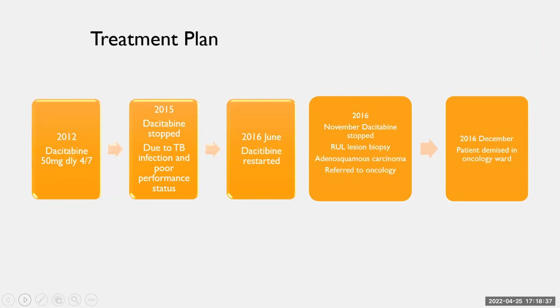So with this treatment plan, he initially started treatment in 2012 with decitabine at 50 milligrams daily for 4 to 7 days. In 2015, it was stopped due to the TB and also the fact that he had a poor performance status. In 2016, it was restarted right about June, however, stopped again in November due to a biopsy result of adenosquamous carcinoma that was found from that right upper lobe lesion biopsy. And then he was referred to oncology. However, in December 2016, the patient demised.